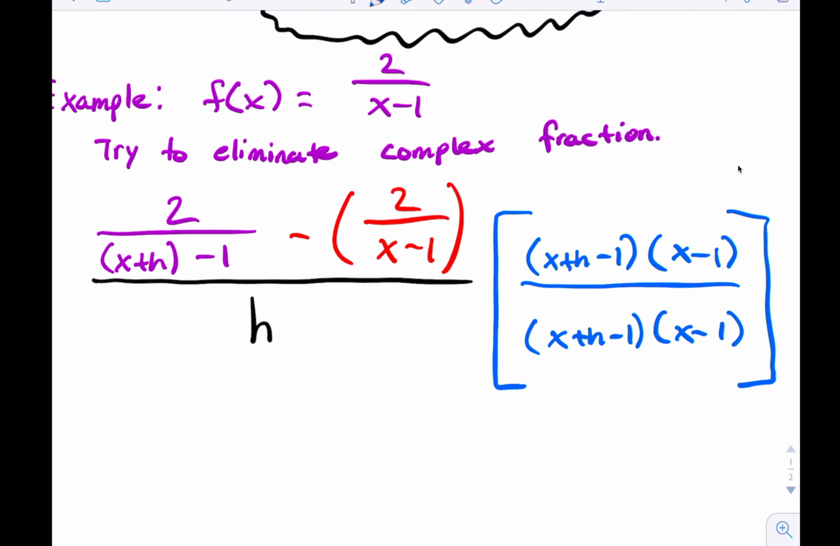So again, I'm going to put this here: do not multiply the denominator out.